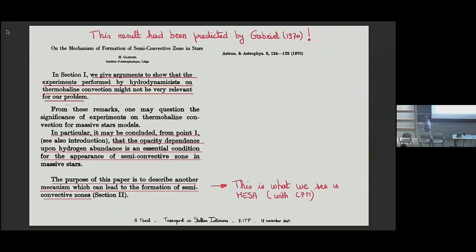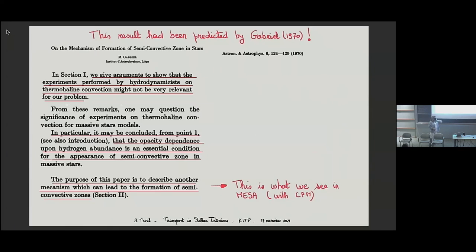In 1970, Maurice Gabriel, who was at the same university I'm in, so I know him, wrote a paper where he says, we give arguments to show that the experiments performed by hydrodynamicists on Sommerhalin convection might not be very relevant for our problem. Sorry. He says it, not me. In particular, it may be concluded that the opacity dependence upon hydrogen abundance is an essential condition to the appearance of semiconvective zone in stars. And that's exactly what we see in MESA now with CPM. That's exactly what we have.